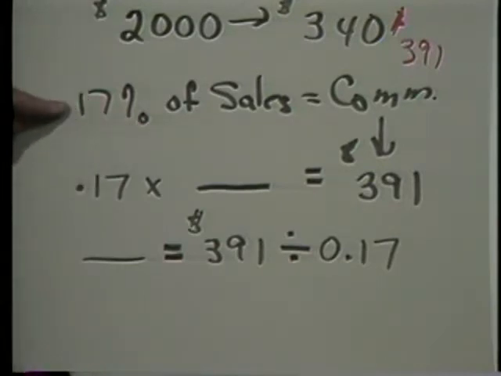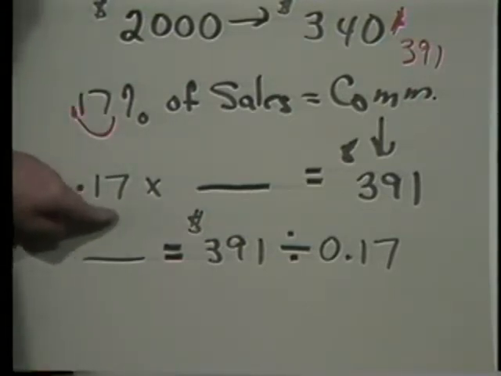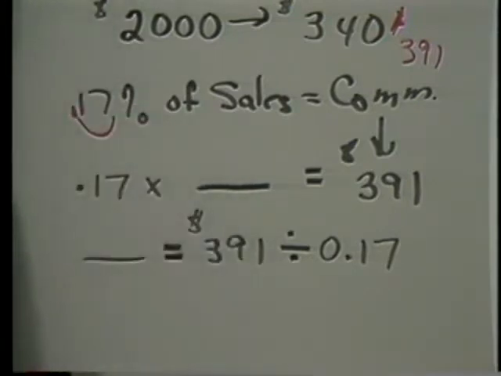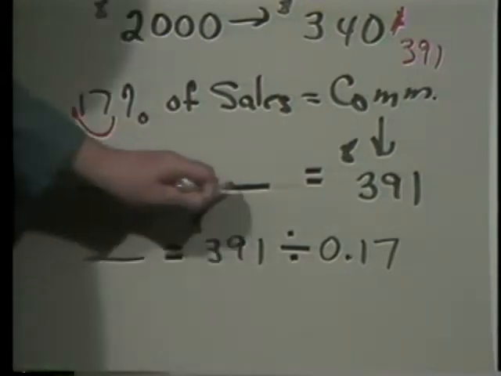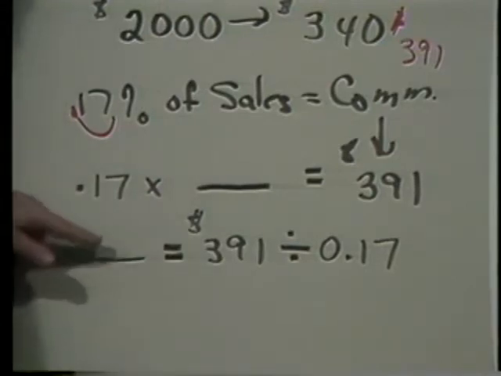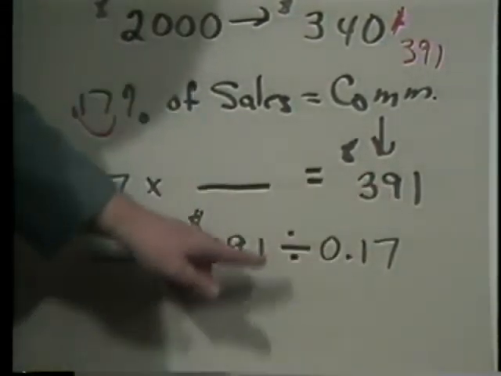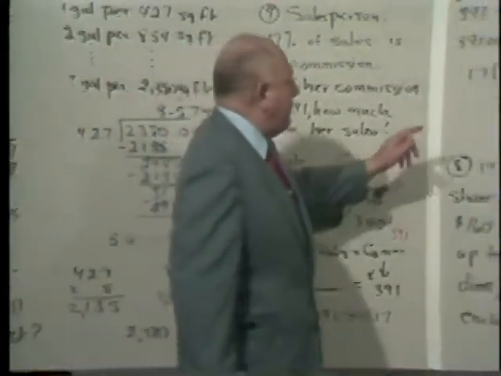17% as a decimal is 0.17. See, percent still means divided by 100. That means we move the decimal point 2 places to the left. So it's 0.17 times blank equals 391, where blank is the amount of the sales. This looks like a multiplication problem, but because one of the factors is the unknown, it's really a division problem, and blank is equal to what? 391 divided by 0.17.